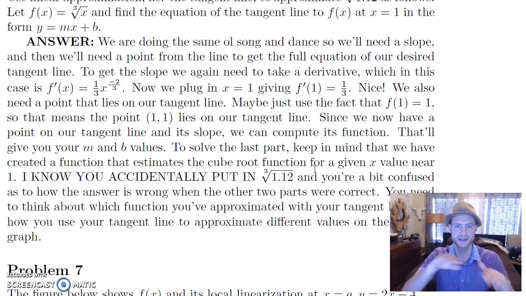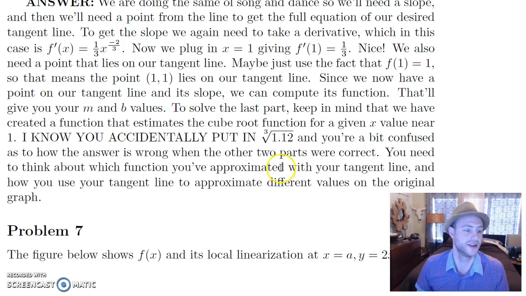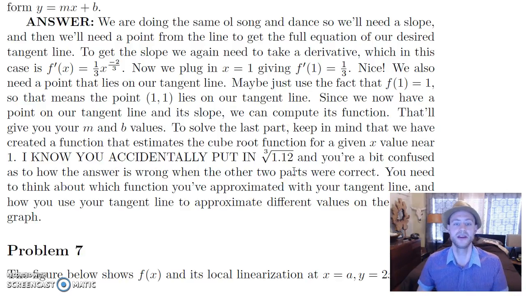Our line, you just put things into the line and you put whatever you want and it gives you the estimate of that, the cube root of that input. So if you put this in here, it's going to give you the estimate of the cube root of 1.12, which is not what you're looking for. So yeah, don't do that. You need to think about which function you've approximated with your tangent line and how you use your tangent line approximation for different values on the original graph, to approximate different values in the original graph. So keep that in mind.